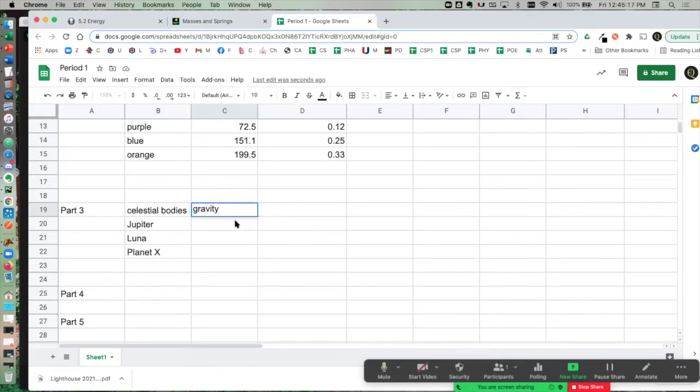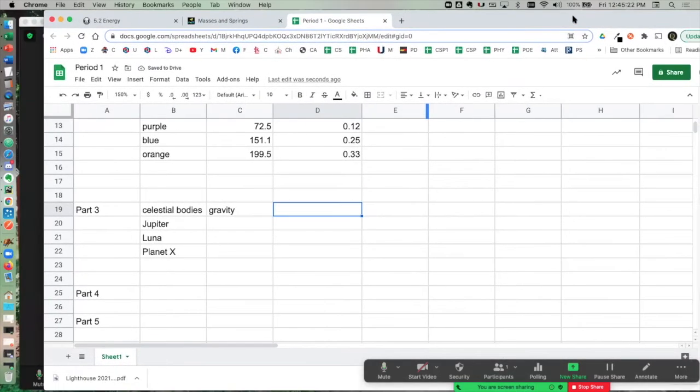Gravity. Okay, we want gravity. All right, let's write an equation for this.